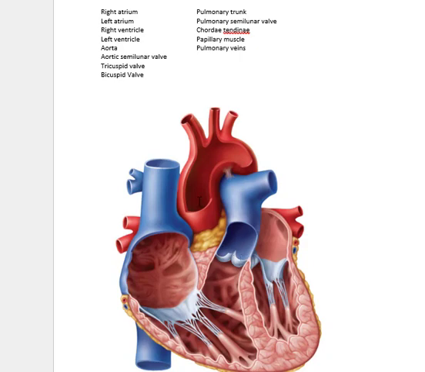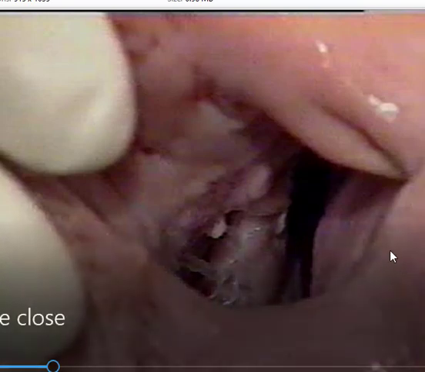Even though the pulmonary valve and the aortic valve is tricuspid, we only call the one right here the tricuspid. So when they talk about the tricuspid valve, it's this one. Even though this one's tricuspid, that one's tricuspid, and that one's tricuspid. But this one is called the pulmonary semilunar valve, and this one that you can't see is the aortic semilunar valve.